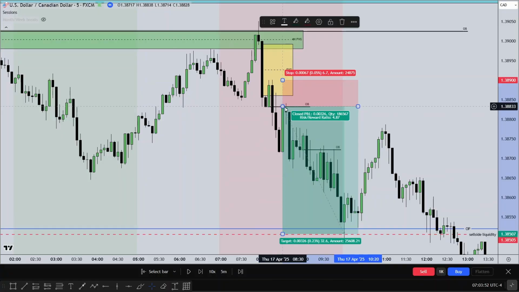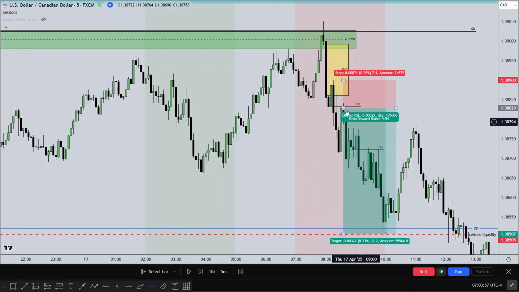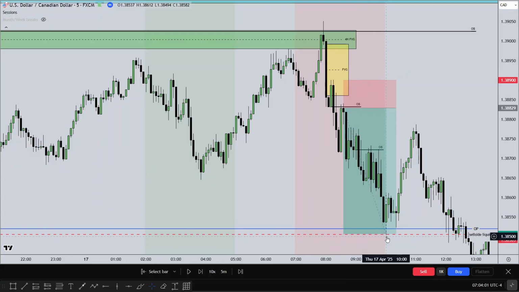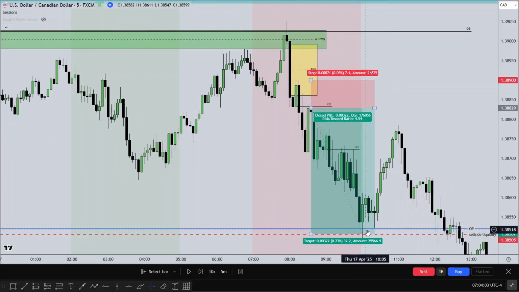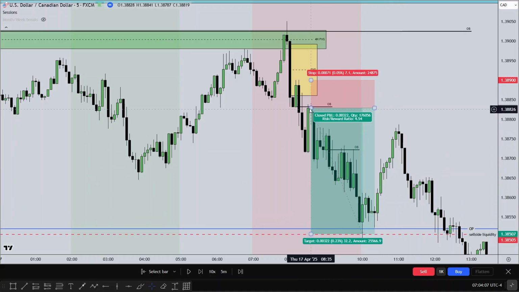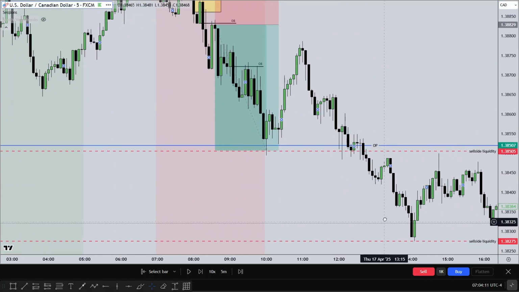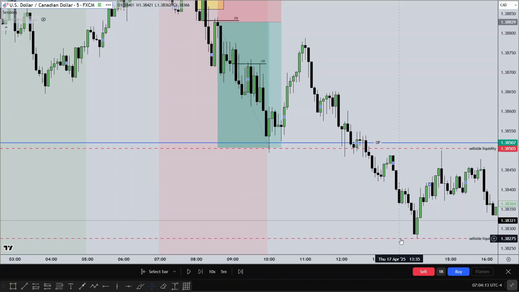So I entered on the open of this candle. So it was a 4.5 hour trade. And you can see how price traded lower, took out the sell side liquidity before the retracement of the 10 a.m. to the 11 a.m. Retracement back to a 1 hour fair value gap that led to these lower prices to go for the sell side liquidity.